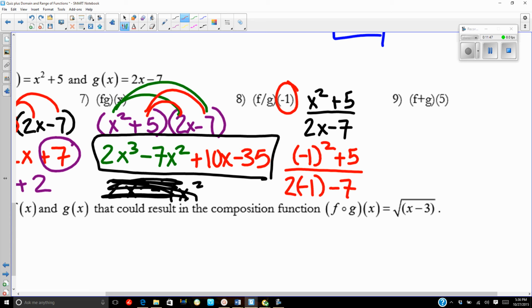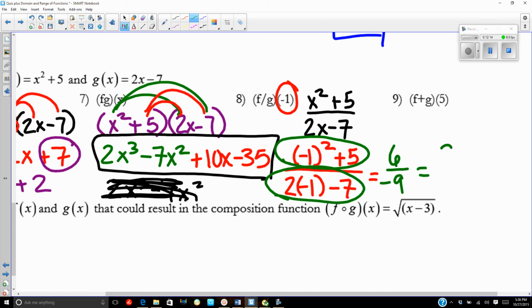Figure out what the numerator is first. So I would just type in that top part there without the fraction part. Just type in -1 in parentheses squared plus 5. That should be 6. And then type in the bottom separately. 2 times -1 minus 7 should be -9. And then reduce 6 over -9 to -2/3. You can reduce that in your head or reduce that in the calculator with math. Enter, enter. That's how you do number 8.